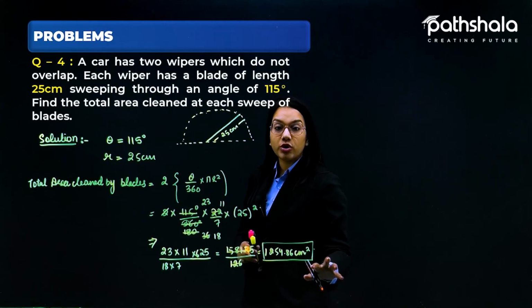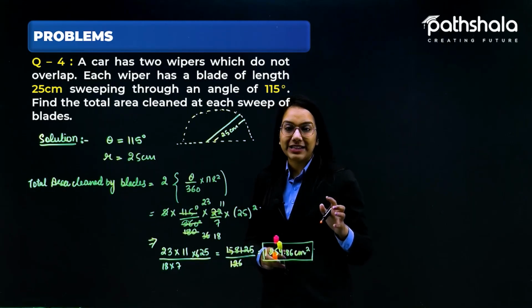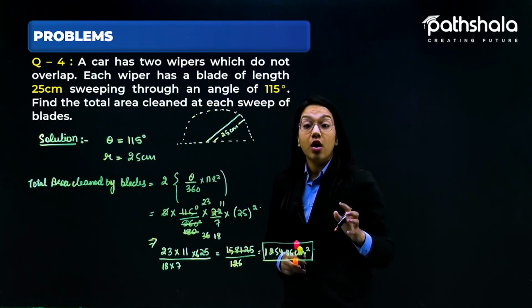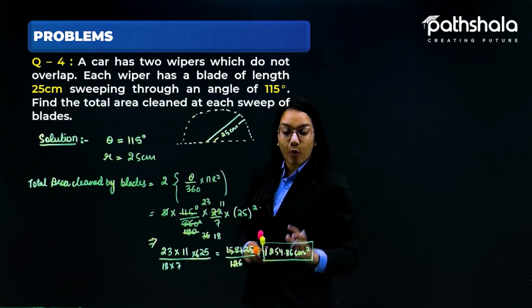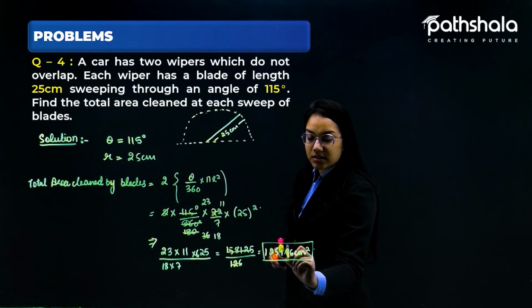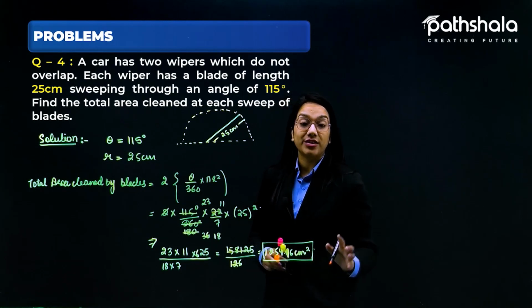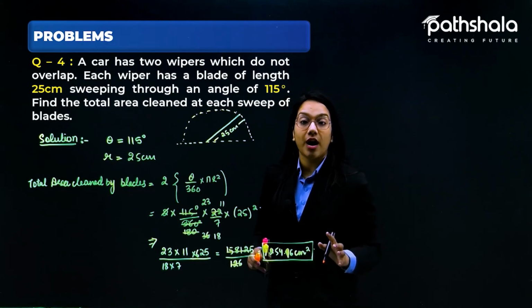So the area which is cleaned at each sweep of the blades is equal to 1254.96, it is not 86, this is 96. 1254.96 centimeters square. So this is the answer for question number 4.